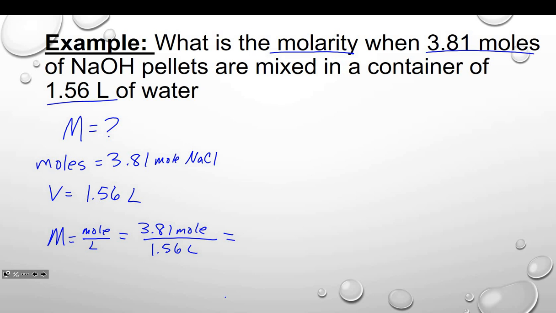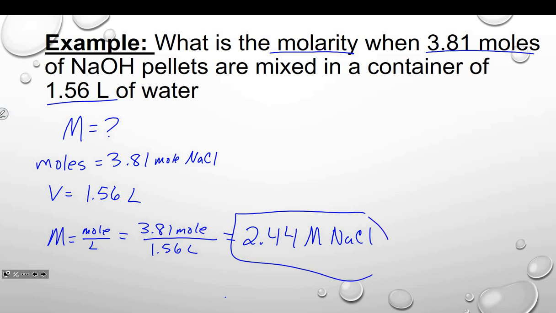Okay, how many significant figures should we have? 3. So what do we get for an answer? 1 point what? Nobody wants to volunteer. Okay, Sam? Oh, 2.44. 2.44 molarity of NaCl. Do I have a second on that?